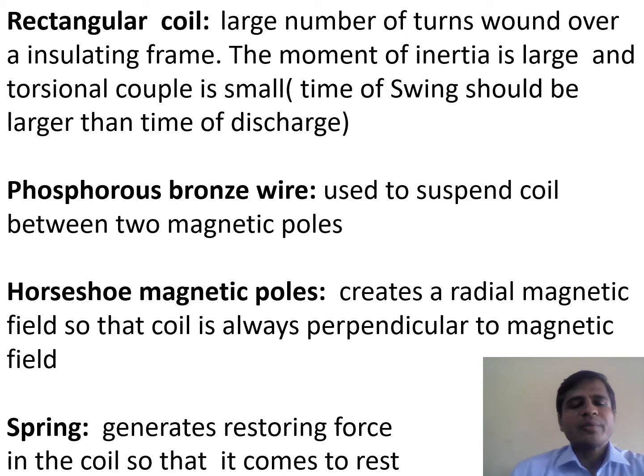Second one, phosphor bronze wire. It is used to suspend the coil between two magnetic poles. Next one is the horseshoe magnetic poles. The main function of these horseshoe magnetic poles is to create a radial magnetic field, so that the coil is always perpendicular to the magnetic field. And the next one is the spring. The main function of the spring is to generate the restoring force in the coil so that it comes to rest.